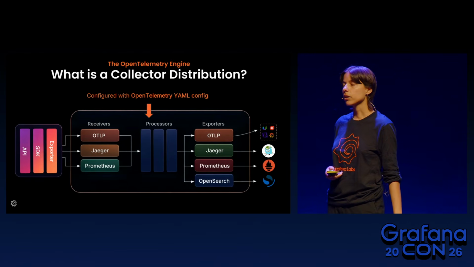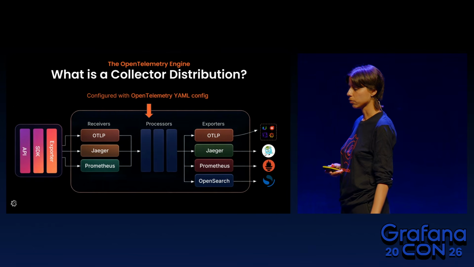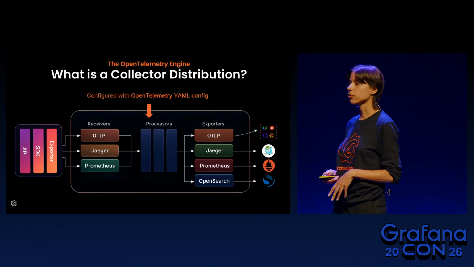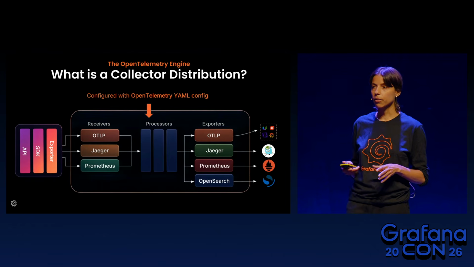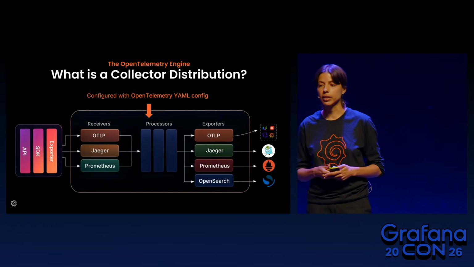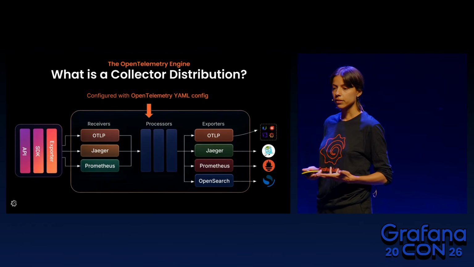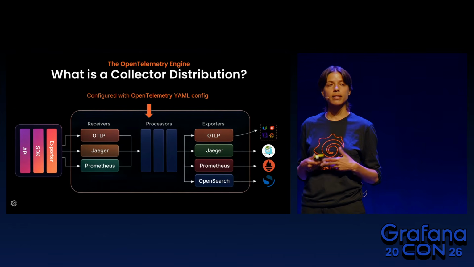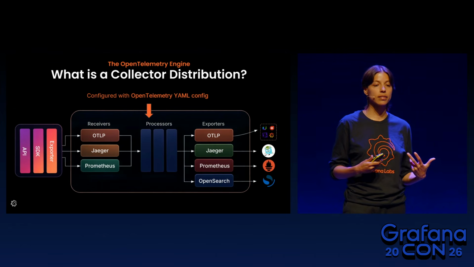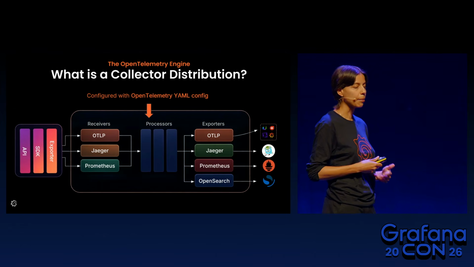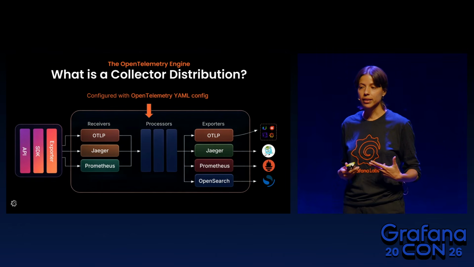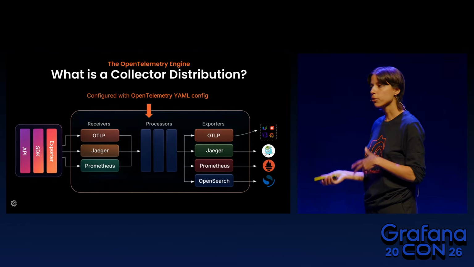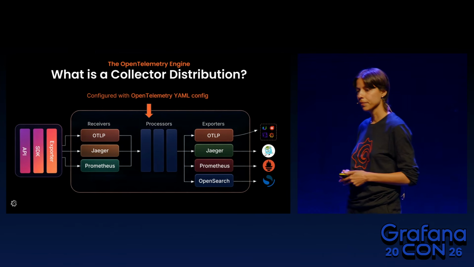So last year at GrafanaCON, there was a talk about what an OpenTelemetry collector distribution is and why that's important. And just to hash a key takeaway there, because I think it's also really relevant here. A collector distribution is a collector that is able to ingest and understand OpenTelemetry YAML configuration syntax. So it needs to be able to wire together the receivers and processors and exporters that you define.